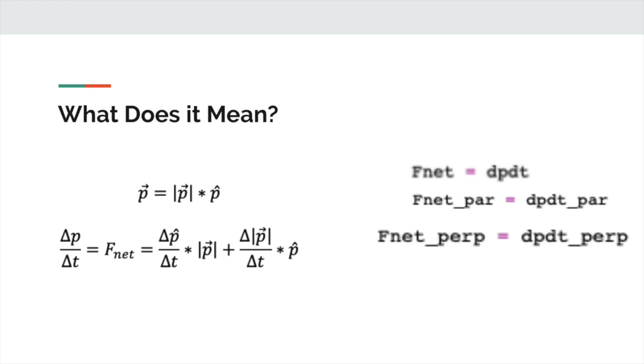In the case of this experiment, there is no difference between the net force and its parallel and perpendicular components, and the rate of change of momentum and its parallel and perpendicular components. This is illustrated in our derivation of the parallel and perpendicular components from the momentum formula and from our code.